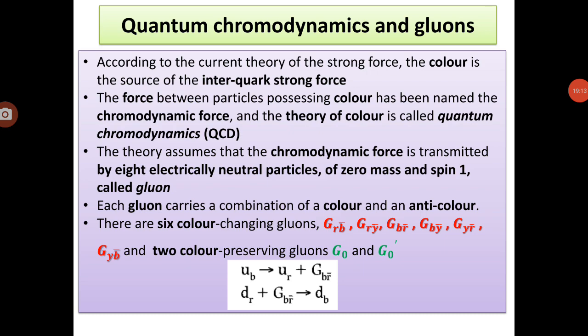The theory assumes that the chromodynamic force is transmitted by 8 electrically neutral particles of zero mass and spin 1, and these particles are called gluons. Each gluon carries a combination of a color and an anti-color. The gluons in some ways resemble the photons, which transmit the electromagnetic force, but unlike the photon, which has no electric charge, the gluons do have color. More precisely, each gluon carries a combination of a color and an anti-color.